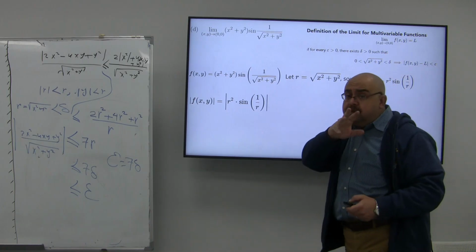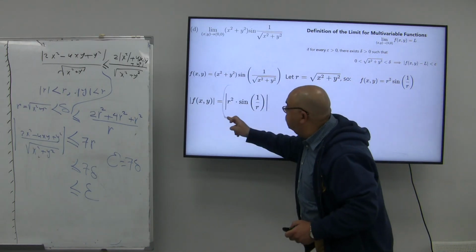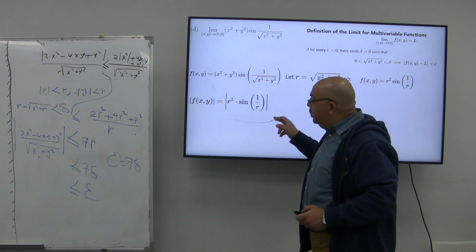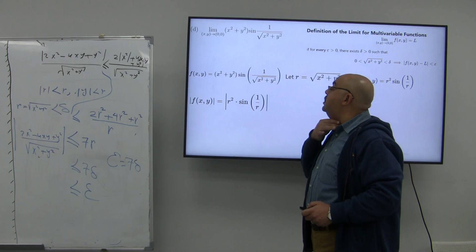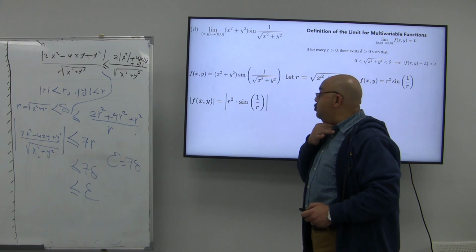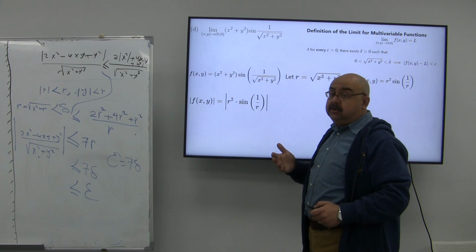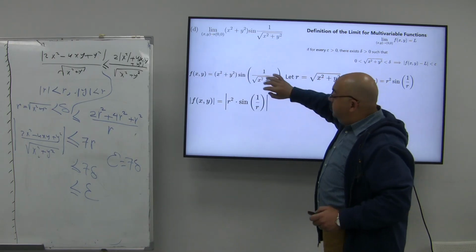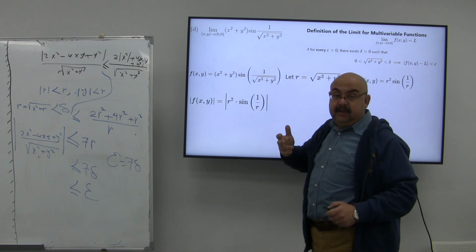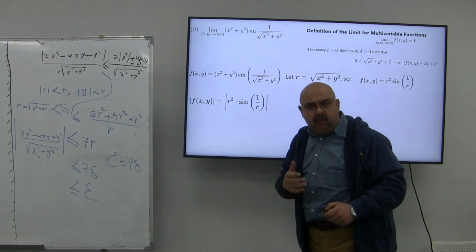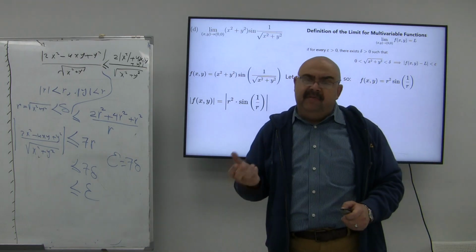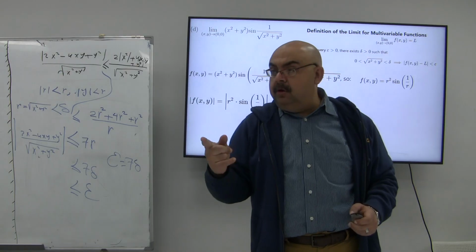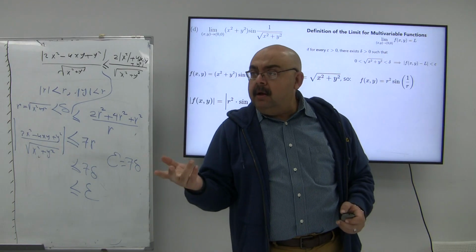Please concentrate with me. I'm trying to find a bound for this. Let's see. When r tends to 0, as you can see, we will have 1 over 0, which is infinity. The sine of infinity. Does any one of you know the maximum value of the sine? Probably 1. Yeah, probably 1.